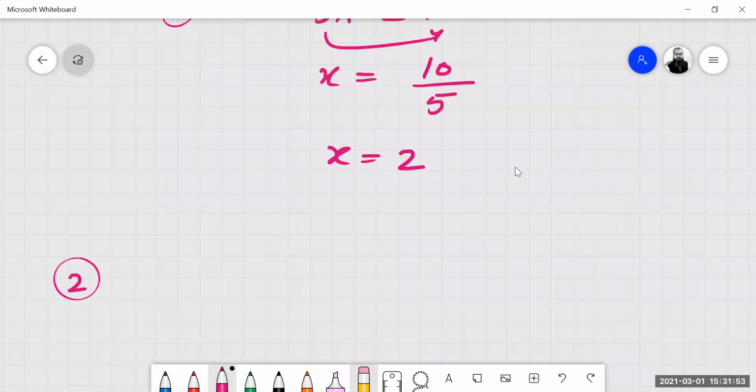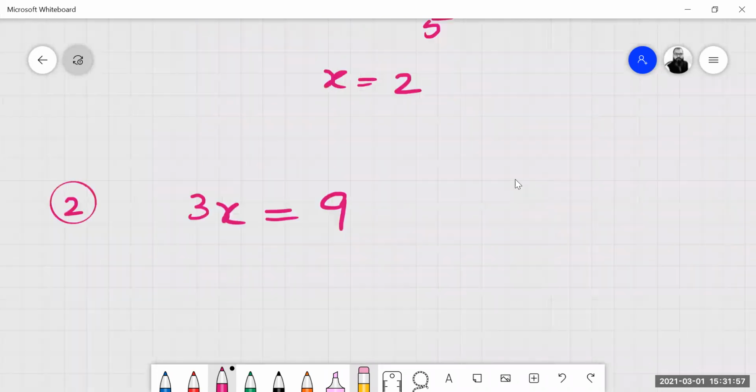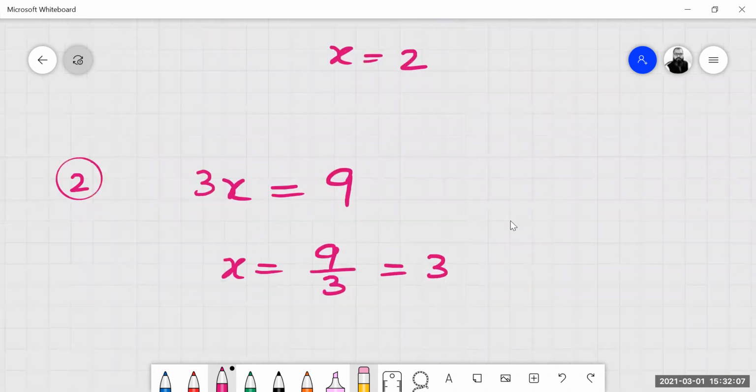Question number 2. 3x equals 9. X means 3, Mr. When we bring this 3 to the other side, it will divide: 9 over 3. And 9 over 3 equals 3. Correct?